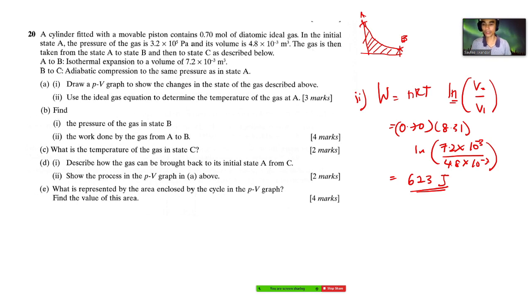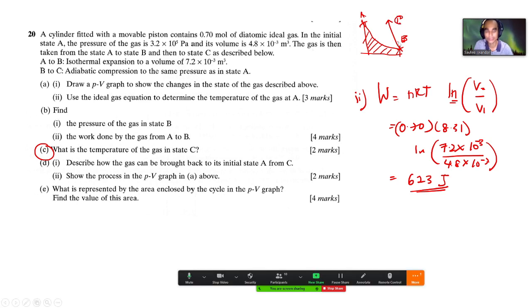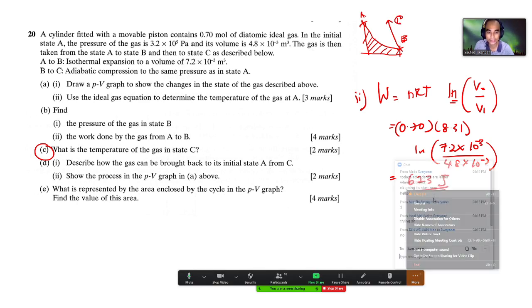So, what is the temperature of the gas in state C? Okay, we continue with question number C. What is the temperature of gas in state C? So C goes up again, and you have a C. Okay, C does not have the same temperature as A to B.